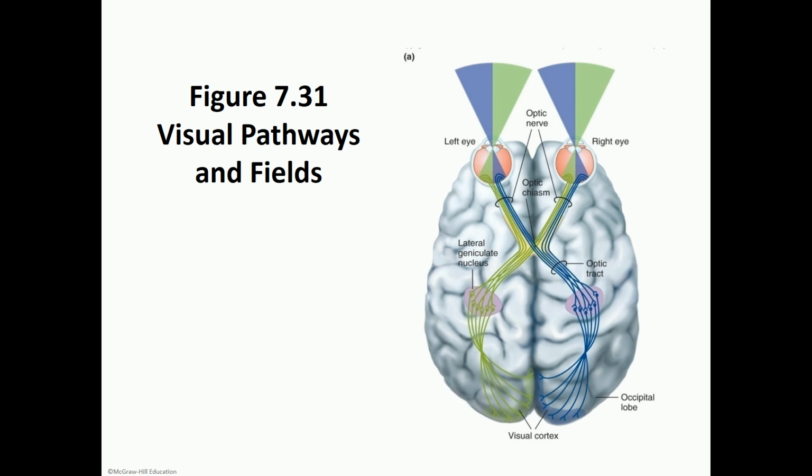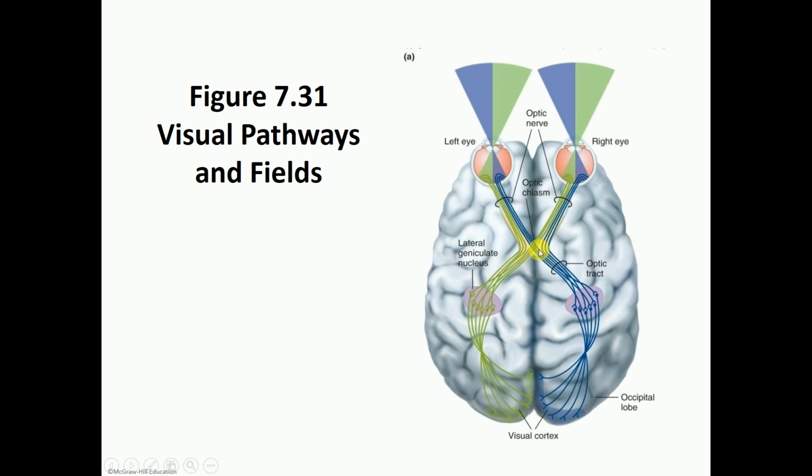Now this is the visual pathway. So we already talked about the retina being activated, the optic nerve. These are the optic nerves, and they cross over at the optic chiasm. So there's some crossover of these fibers to the opposite side. Not all of the fibers cross over, just the nasal fibers. So these fibers that are on the nasal or on the medial side of the optic nerve are going to cross over to the opposite side.